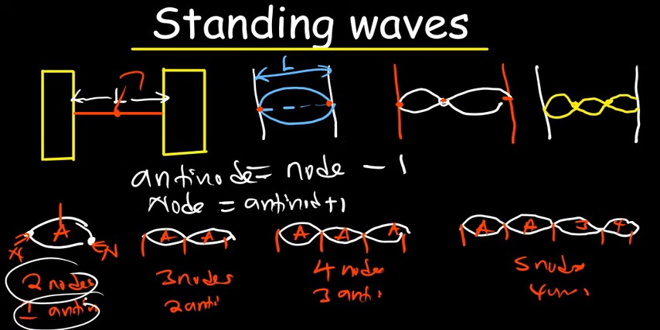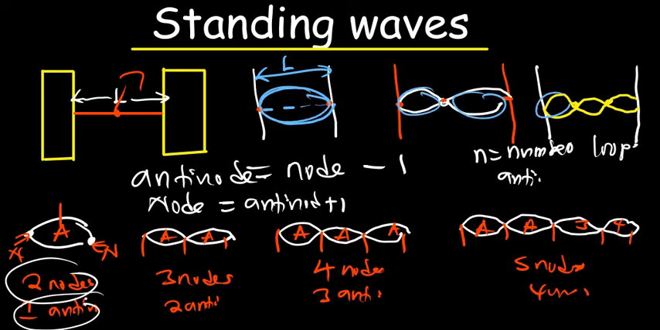But like we have said, n is the number of loops. So the number of loops is the same as the antinode. These are loops. This is a loop, a loop, a loop, a loop, a loop, a loop. So when we're talking about the antinode and node, what you should remember is that the antinode is the same as the number of loops. If you know the number of loops, you know the antinode. If you know the antinode, you can say antinode is equal to node minus 1, or node is equal to antinode plus 1 to find the node.